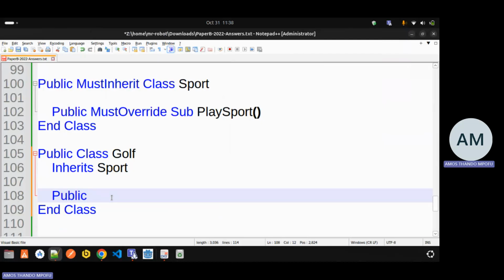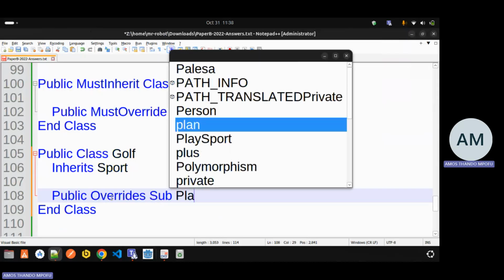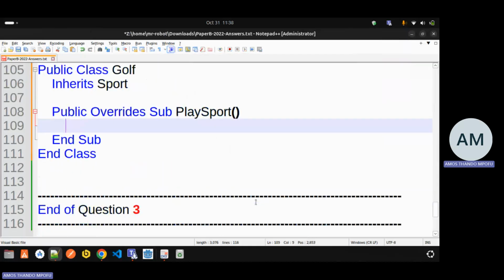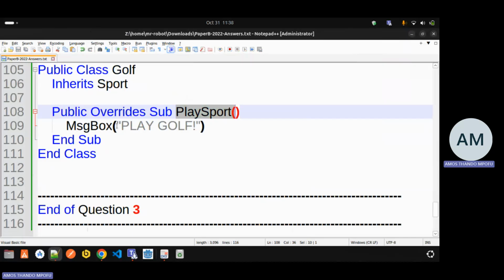And then the other thing they want to know is the overrides keyword. And then sub, and then play sport, and then end sub. All I'm going to output here, you don't have to actually do anything, right? But I'm just going to output something. So I'm going to say MsgBox, and output the string play golf, right? So that they know that this is to play golf, because they'll see logically that these sports are played differently.